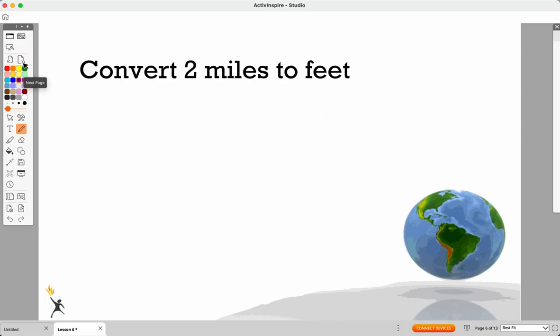Go ahead and try converting 2 miles to feet. Remember to use your method. Set up your railroad tracks, okay, and take a look at how it works. All right, so let's take a look at how you'd set that one up. We'd start with our 2 miles here.